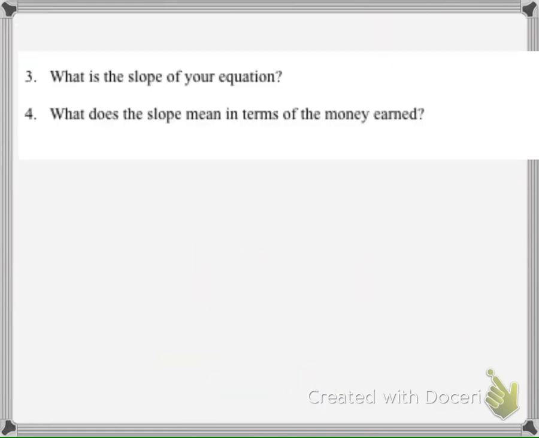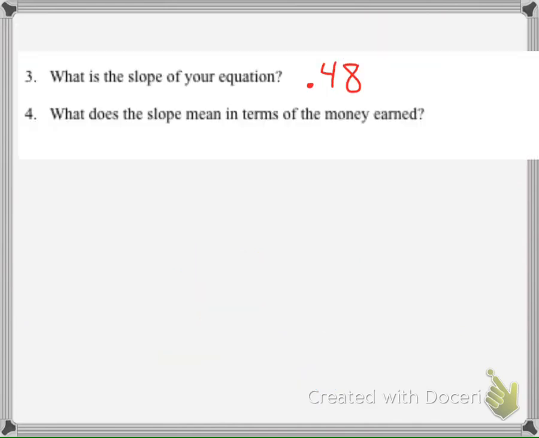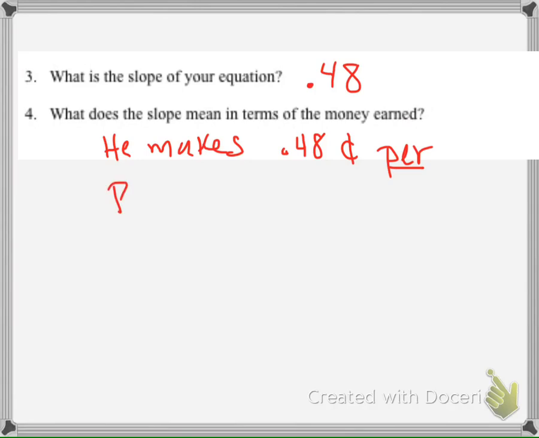Okay, number 3 asks, what is the slope of your equation, which was 0.48 or 48 cents. And what does it mean in terms of money earned? So I have to make sure I'm using my labels here. I'm talking about money earned and number of papers delivered. So the 48 cents means that she makes 48 cents per paper delivered. Remember that keyword, per.